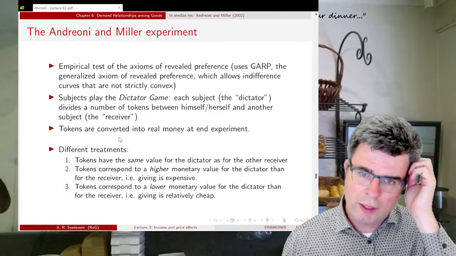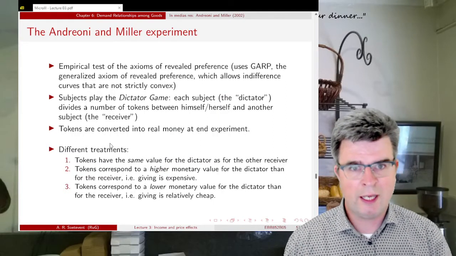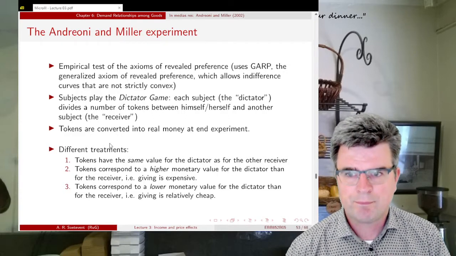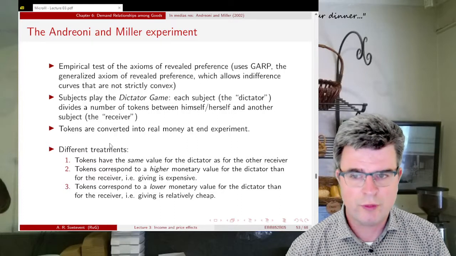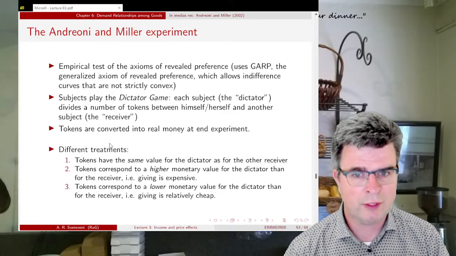Okay, so what do Andreoni and Miller do in their lab experiment? They test the axioms of revealed preference. They allow for indifference curves that are not strictly convex. And the subjects in their study play what is called the dictator game.